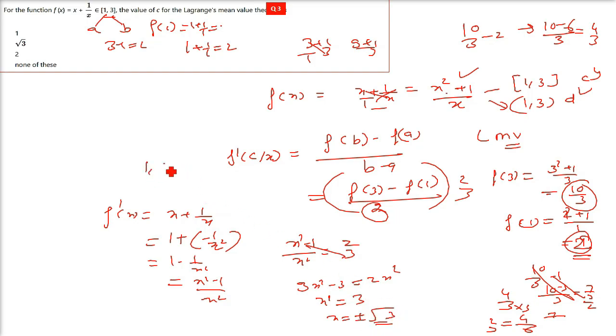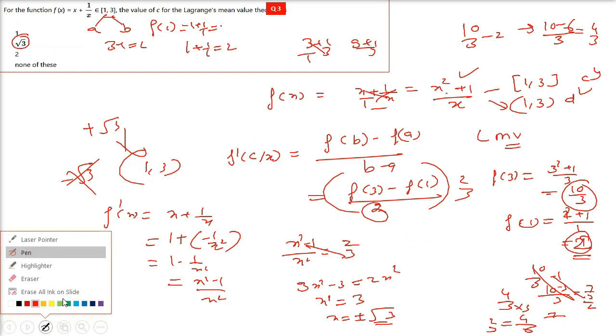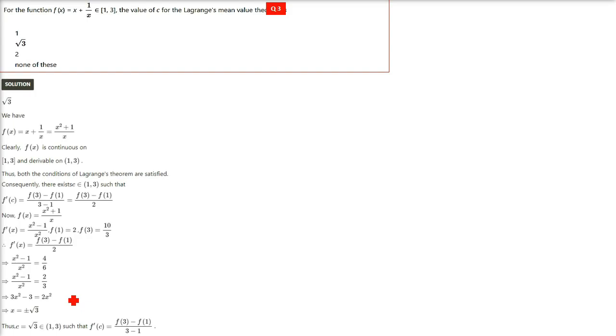Now what do you see here is this root 3. Negative cannot come because you are talking about 1 and 3, that the interval or the domain is 1 and 3. So you are going to take only the positive value, which is root 3 here. So I'll just show you how we have done this stepwise.